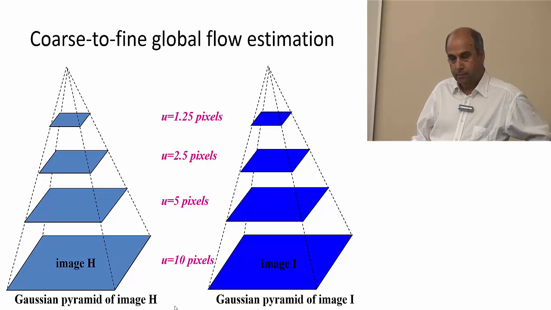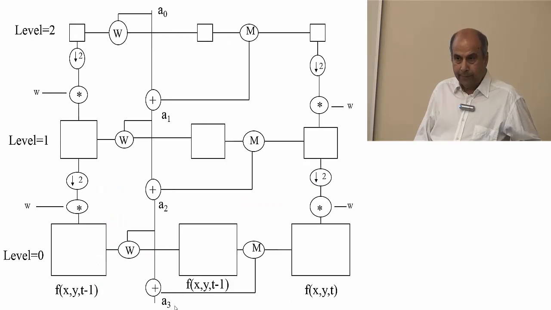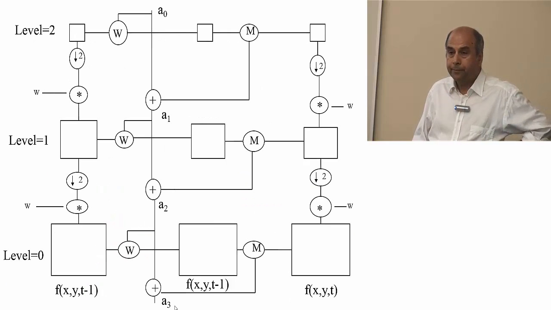But in the diagram, in every pyramid level, we calculate the one parameters. So I mean, maybe we need to estimate the 6 parameters. So it means we need at least a 6 level pyramid.